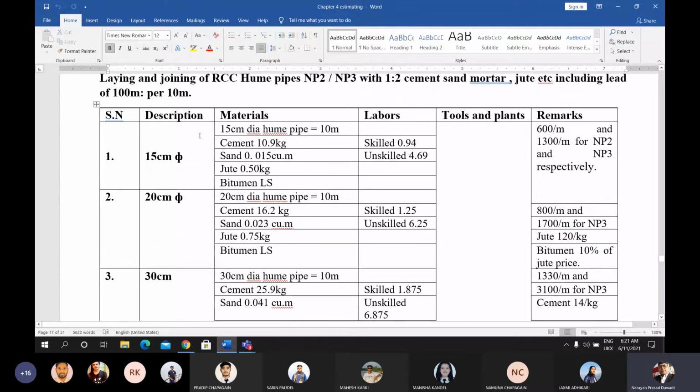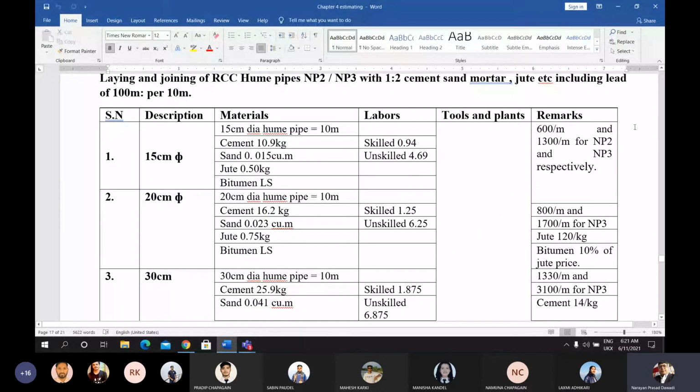And this is the analysis of rates per 15 centimeter diameter. The skilled manpower is 0.94 number, and for the 15 centimeter, 10 meter length pipe, the unskilled manpower is 4.69 number. This is taken from the norms of the government. Okay. After putting the value of skilled level as 1200 per number and the unskilled level as rupees 900 per number, you can do the rate analysis by yourself.